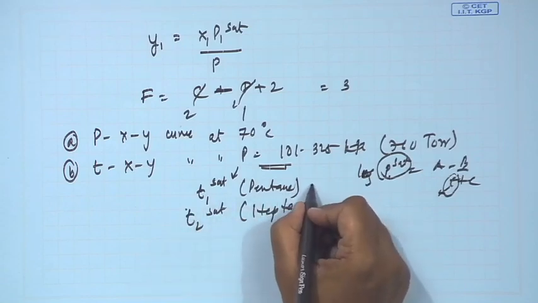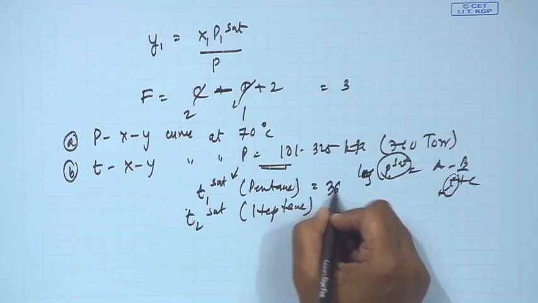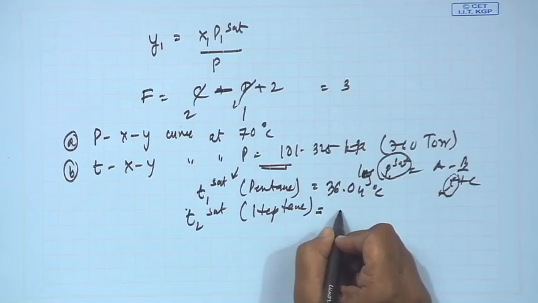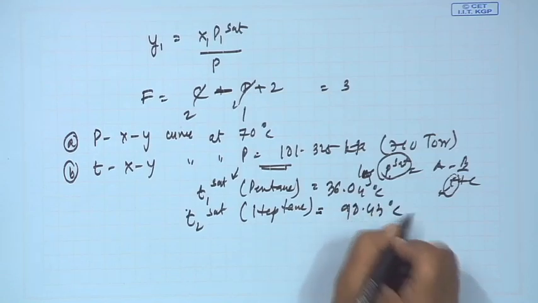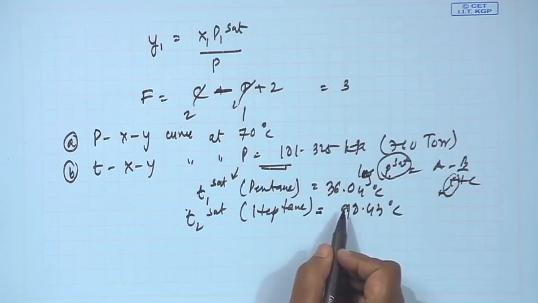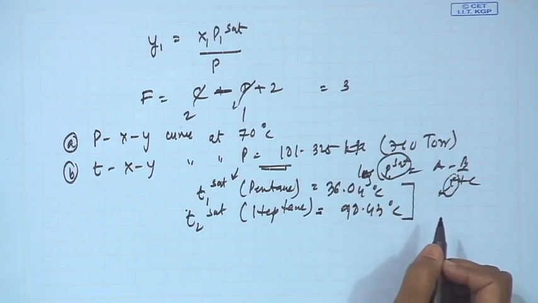In this particular case, you will find that the boiling point of pentane is 36.04 degrees centigrade, and that for heptane it is 98.43 degrees centigrade. Now, it is very evident that the two phase region has to lie between these two temperatures, isn't it?